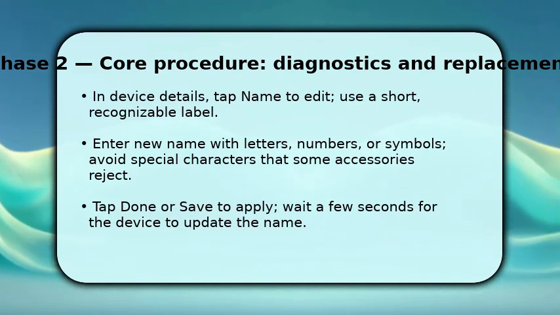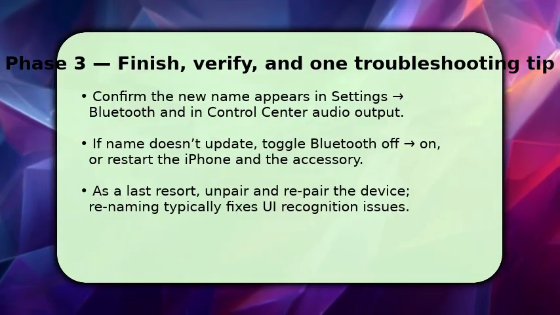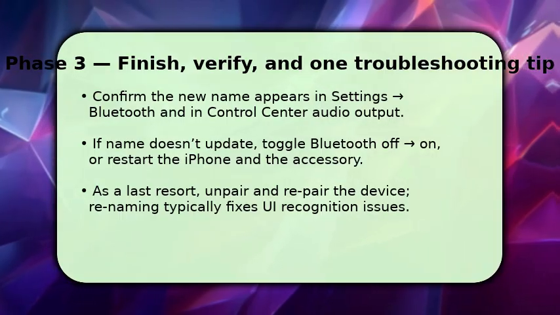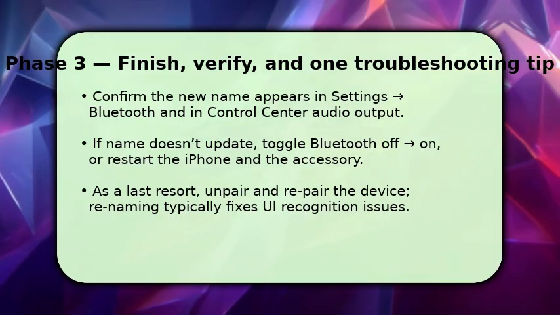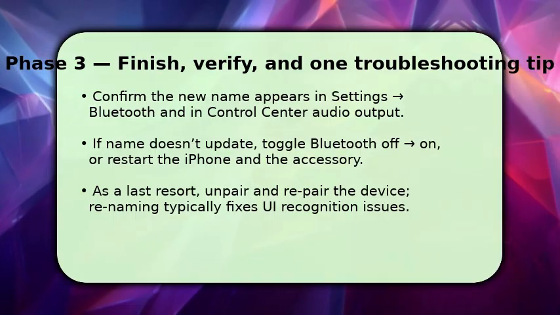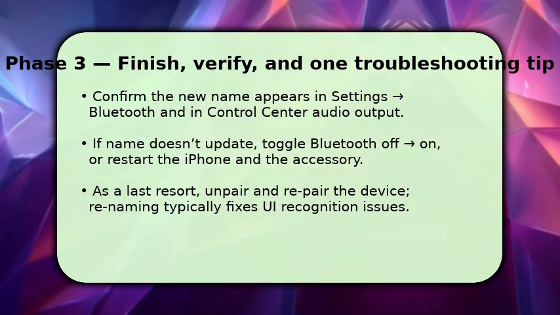Finish by confirming the new name shows under Settings, Bluetooth and in places like the Control Center audio output, because consistent labeling matters when switching devices. If the name hasn't updated, toggle Bluetooth off and back on, or restart both the iPhone and the accessory. These steps reset the connection handshake and often resolve sync delays.